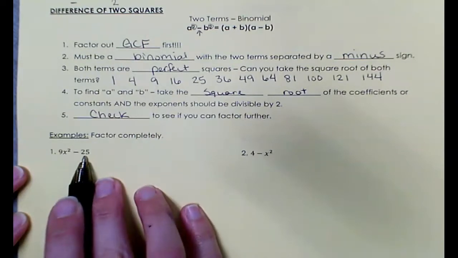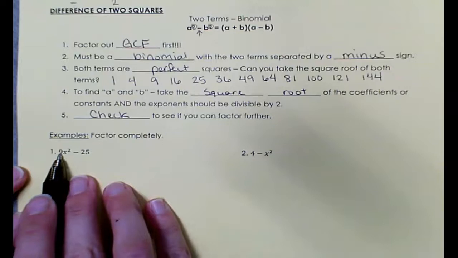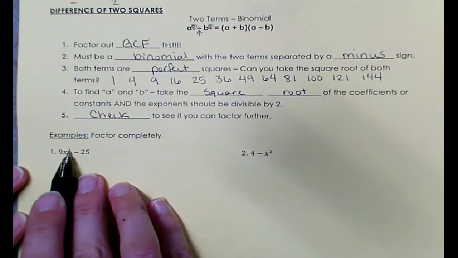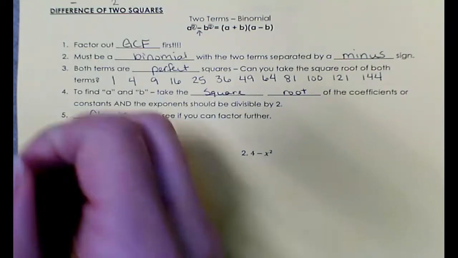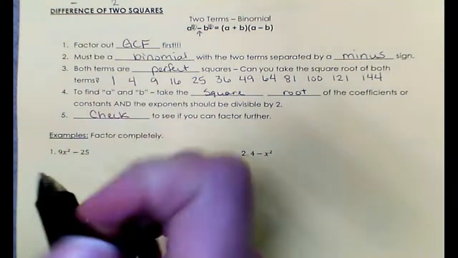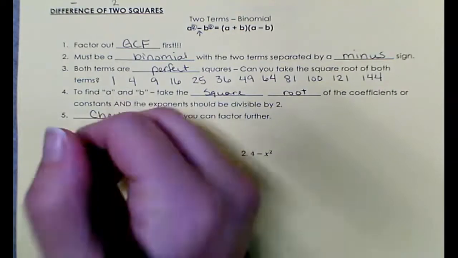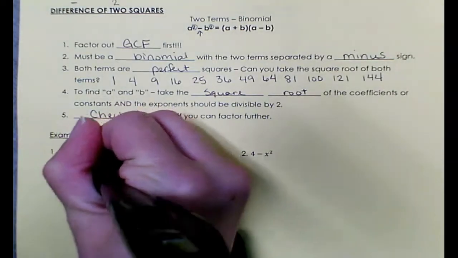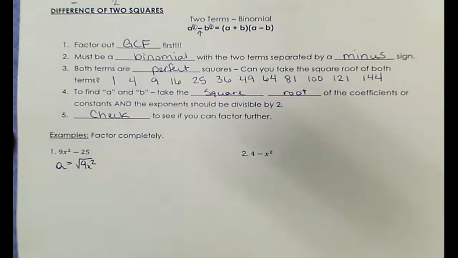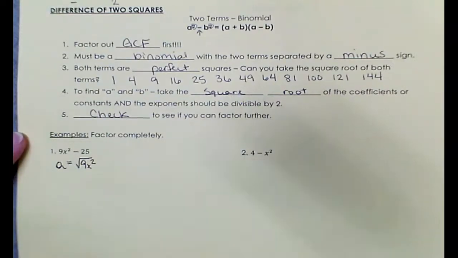25 is the perfect square when you have 5 squared. And 9 is the perfect square when you have 3 squared. And this exponent is even, which is good. So whenever you check everything, you're trying to find A, that comes from here, the square root of 9x squared. That's what I need to do, the square root of 9x squared.